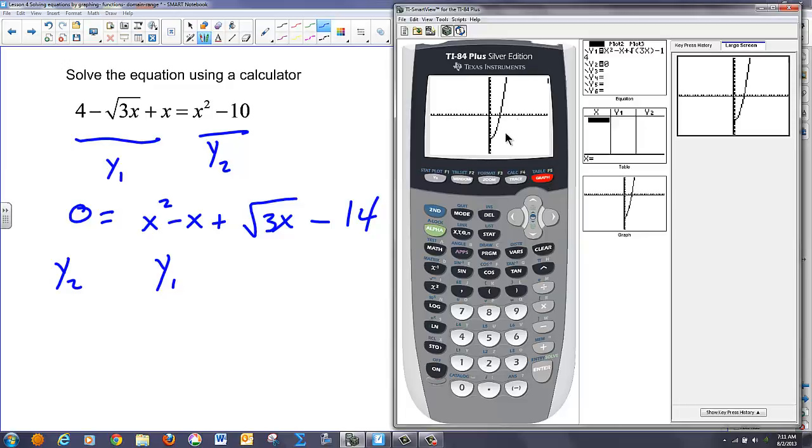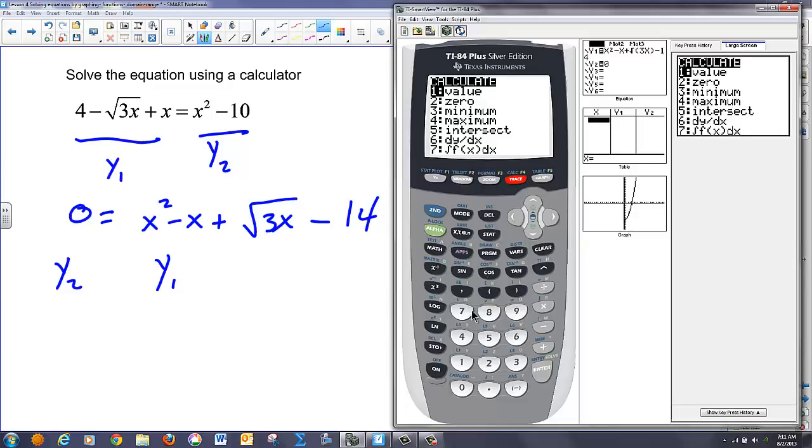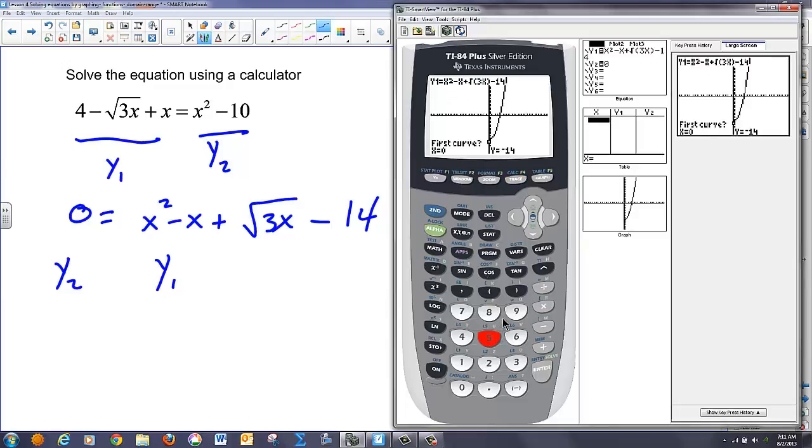And you'll notice it still only appears to intersect in one spot. So now I'm going to find that intersection point. Go to second, calculate. Once again, hit intersection. Get my cursor roughly close to that point, and hit enter 3 times.